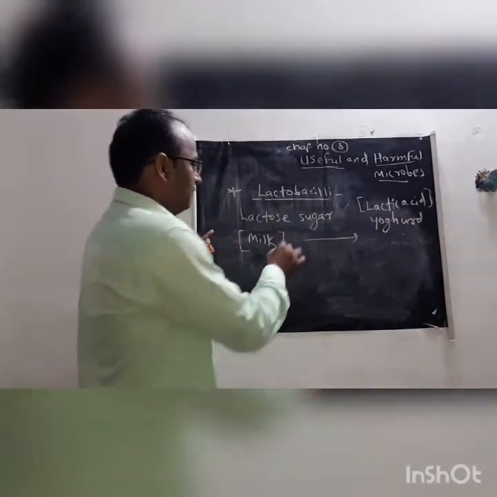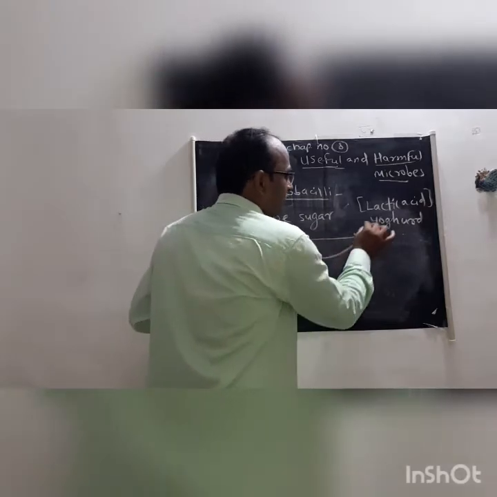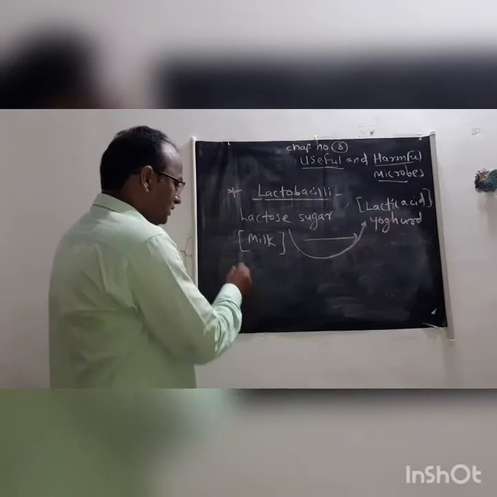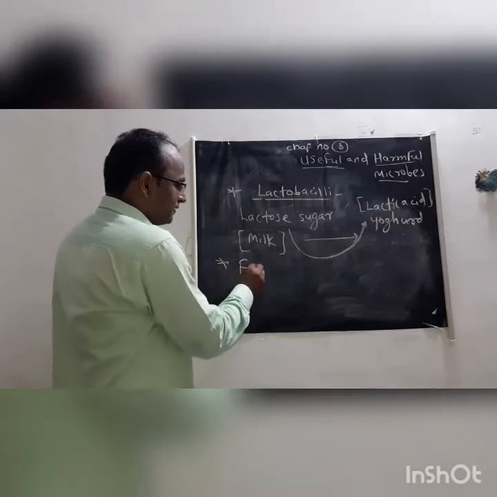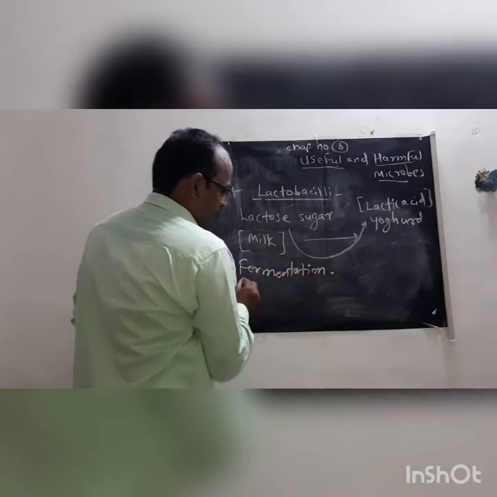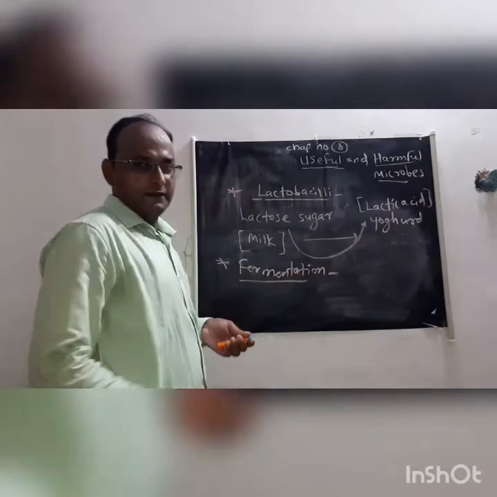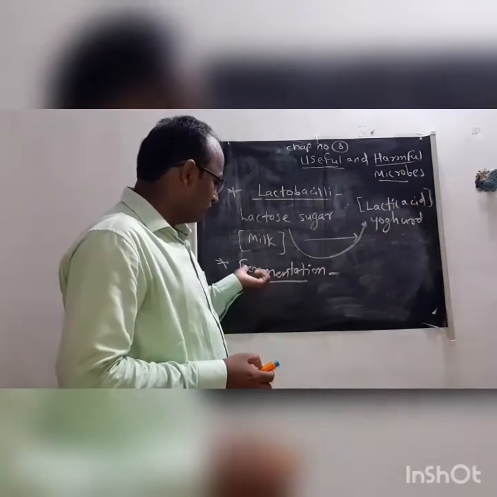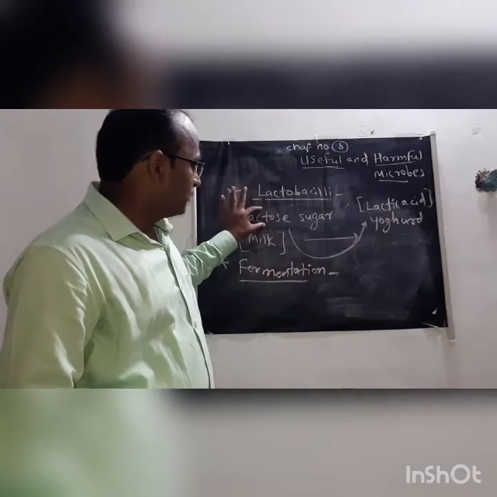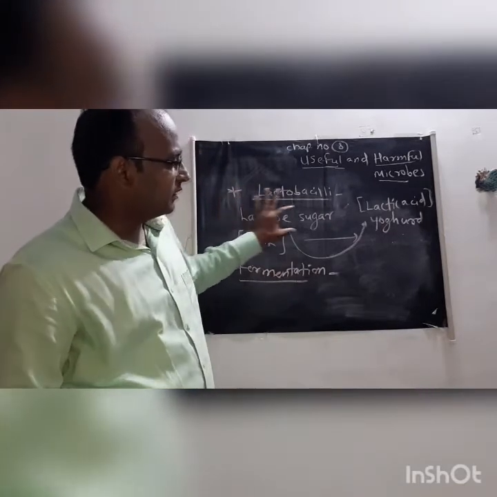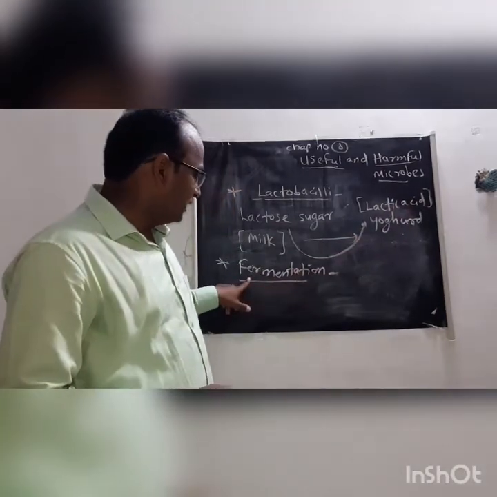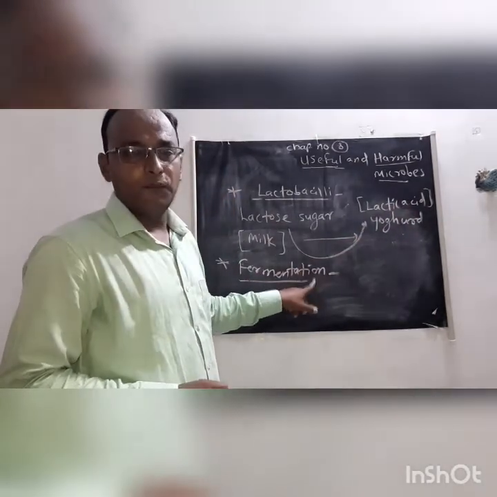Students, when lactose sugar gets converted into lactic acid, or milk gets converted into yogurt, this process is called the fermentation process. Here we learn the definition. Fermentation: the process in which lactose sugar present in the milk gets converted into lactic acid. This process is simply called the fermentation process.